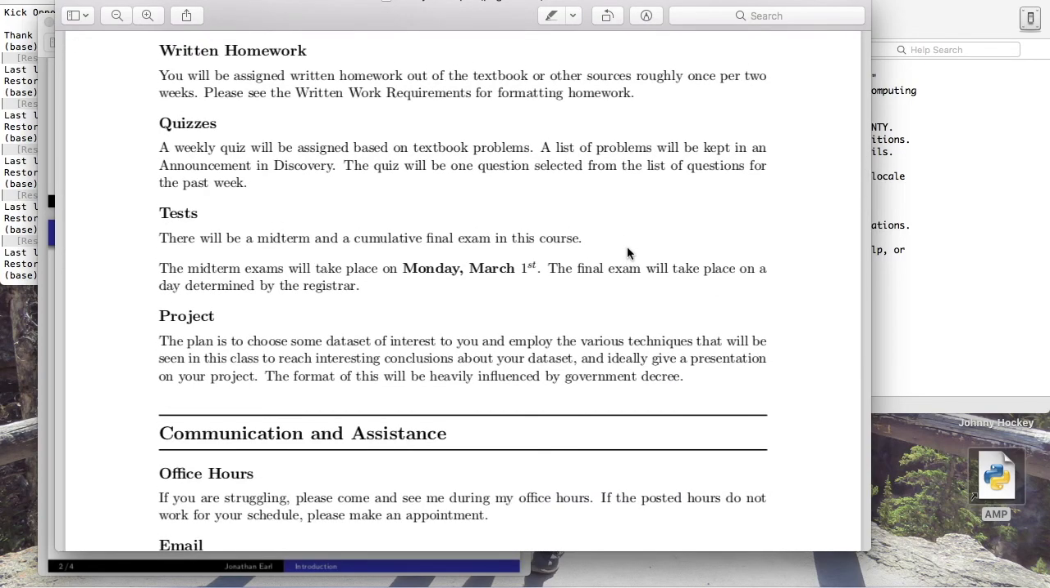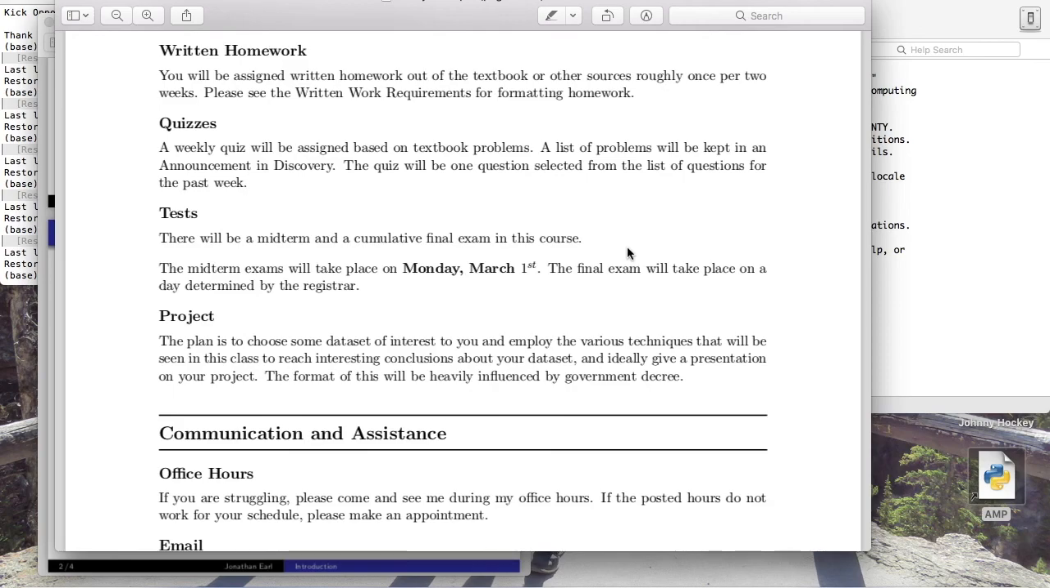Okay, and then the plan for the project is it's going to be somewhat in flux for the moment, but ideally what I would like to do is have it somewhat open-ended in that you select a data set, so maybe something you have or maybe something that you would like to work on, and I would see what I could find for you. And you try and answer some interesting questions.